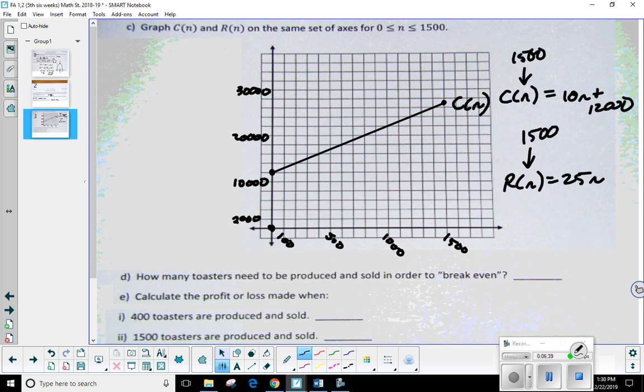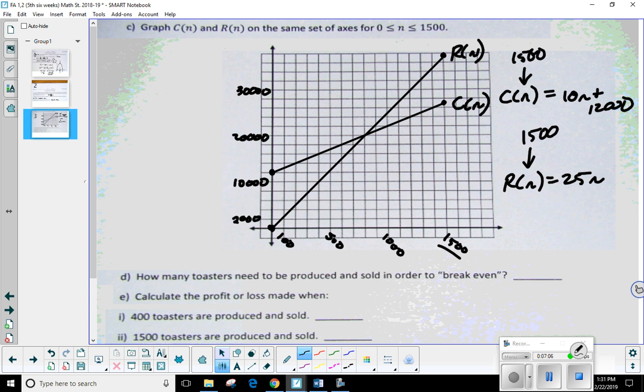37,500. So 246. Okay, so 37,500. Okay, so probably right about here. Okay, when I go ahead and plug in that 1,500. So let's see. Let me go ahead and connect this again as well. And there we go. Okay. So this right here is the revenue function, R of N.